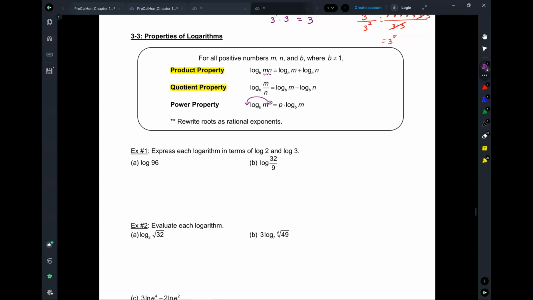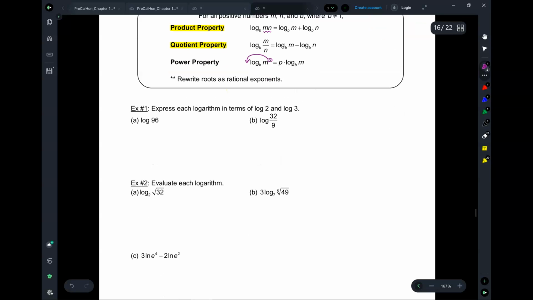Okay? So, all right, let's take some examples here. So first of all, it says express each of these in terms of log 2 and log 3. So what you have to do is take the 96 and write it as factors of 2 and 3. Okay, so let's see how we can do that. So take the 96.